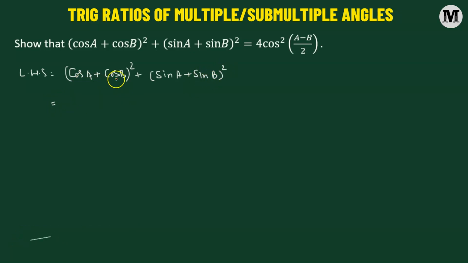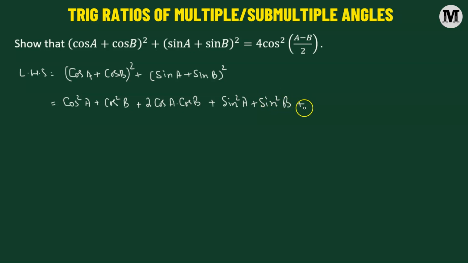So expanding (cosine A plus cosine B) whole squared gives us cosine squared A plus cosine squared B plus 2 times cosine of angle A multiplied to cosine of angle B. Then we are going to expand the second term, (sine A plus sine B) whole squared, to get sine squared A plus sine squared B plus 2 times sine of angle A times sine of angle B.